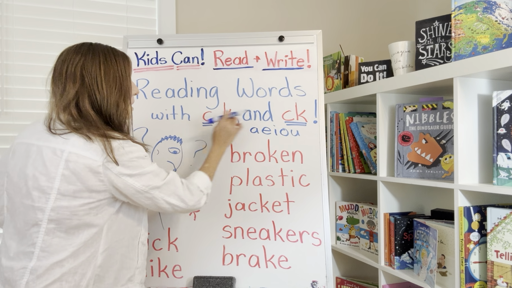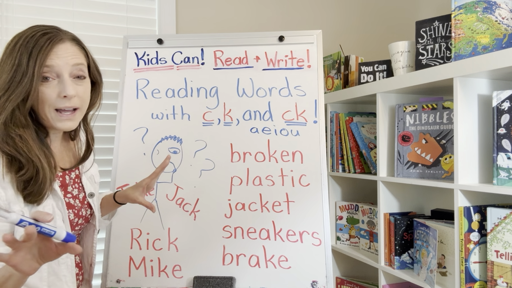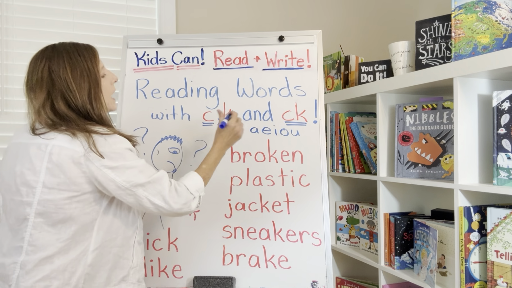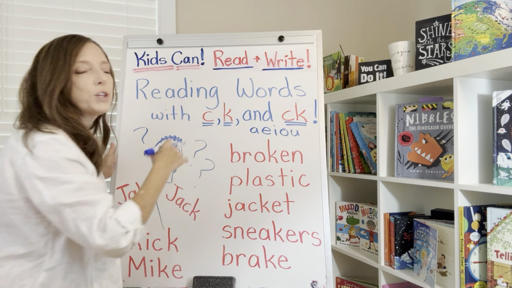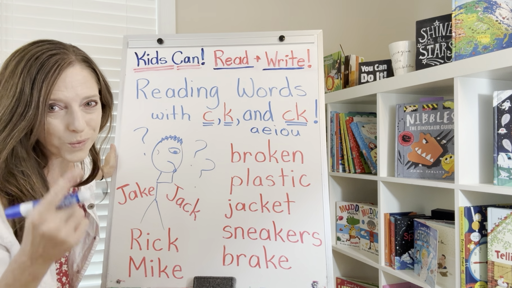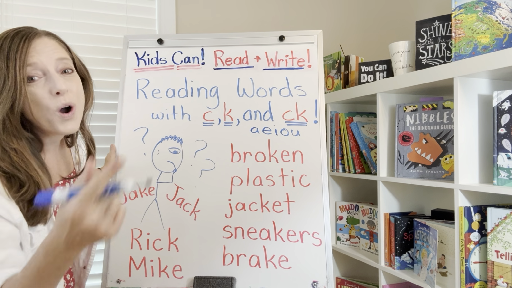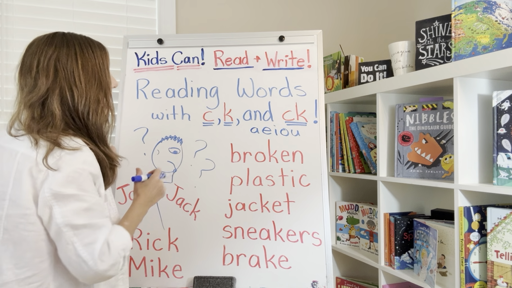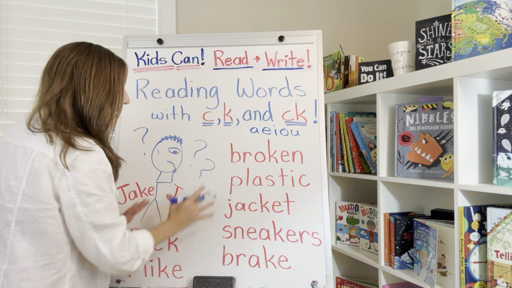So C is going to go after a short vowel no matter what. 9 times out of 10, there are exceptions, but not many. And then CK comes after the short vowel in a one-syllable word, or if the root word was a one-syllable word, or a lot of times in the first syllable of a word. So that's that. All right, we'll talk about it more here.